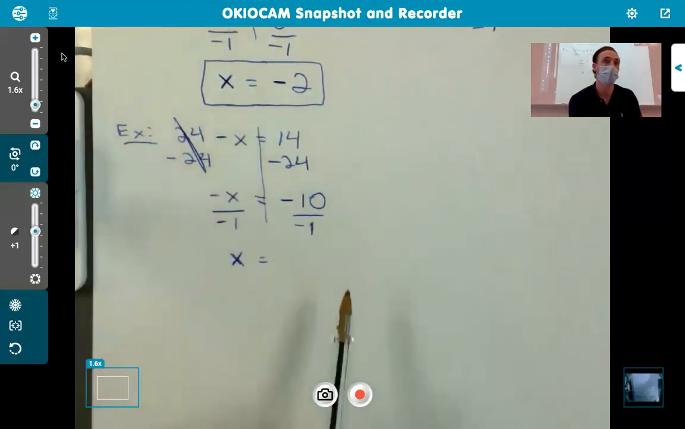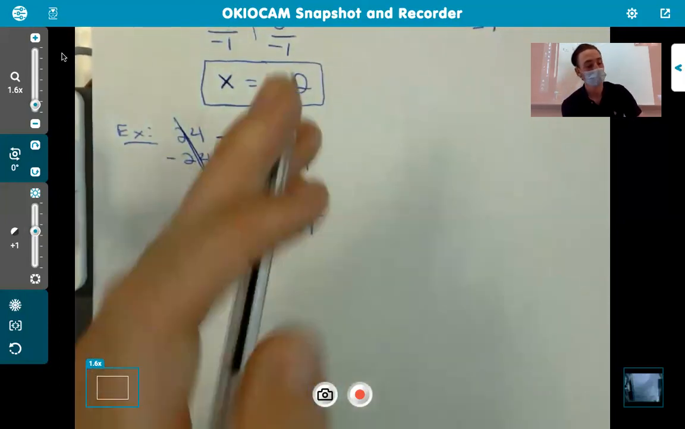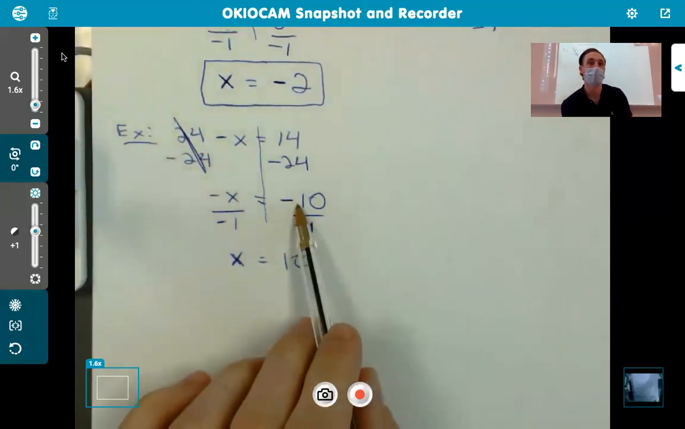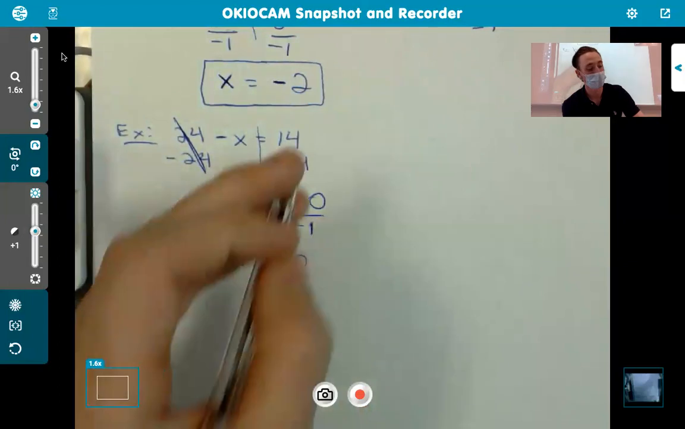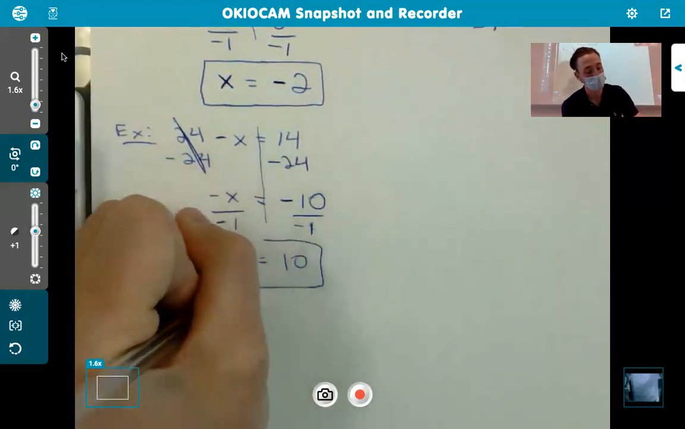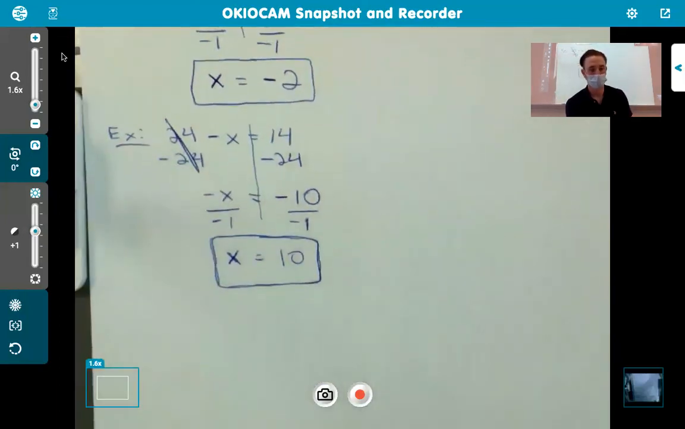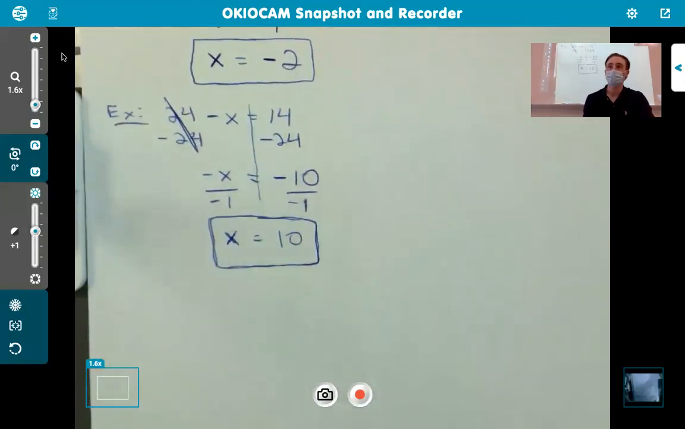What's negative 10 divided by -1? What's a negative divided by a negative? Positive. And what's 10 divided by 1? 10. Right? Again, all I'm doing is changing really the sign of whatever that original number was. So I have x equals 10. Any questions about that example?